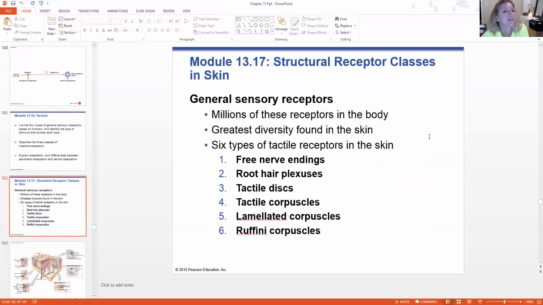Didn't mean to offend. Let's talk about some general sensory receptors. There's millions of them all over the body. They're mostly found in the skin. There's several types of tactile receptors on the skin. You have free nerve endings, the root hair plexus, the tactile disc, the tactile corpuscles, lamellated corpuscles, and Ruffini corpuscles.